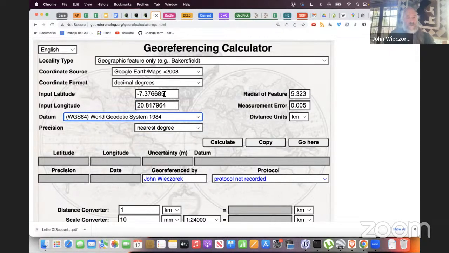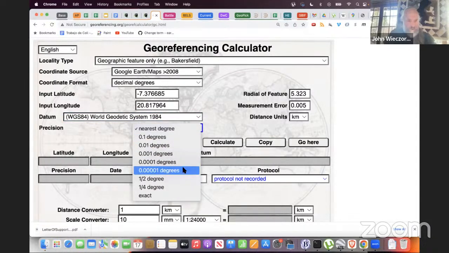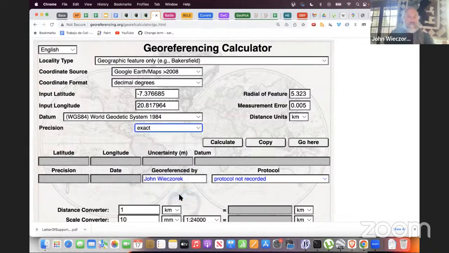Now I go to the precision with which I've captured my latitude and longitude from Google Maps, and I can see it's 1, 2, 3, 4, 5, 6 decimal places. The most specific I have here is only 5 decimal places. So for all intents and purposes, my coordinates are exact. I can't get any better than that.